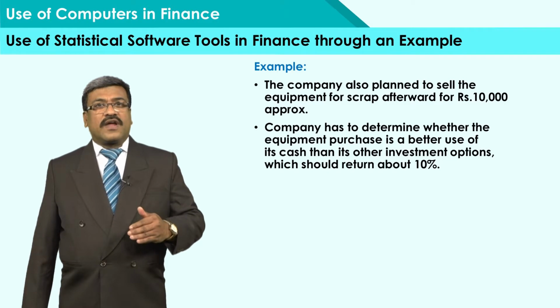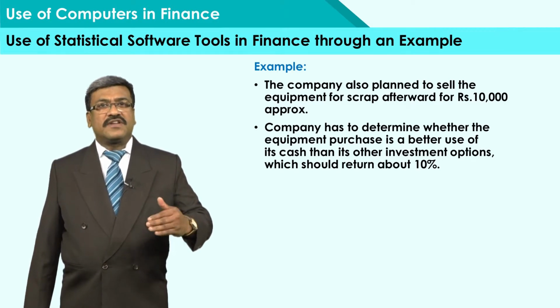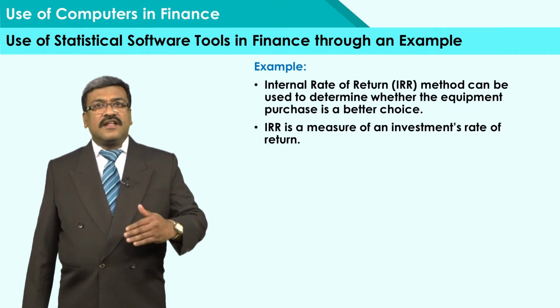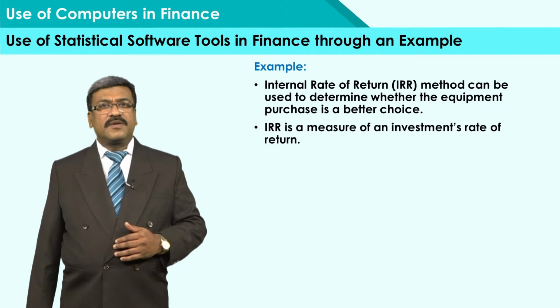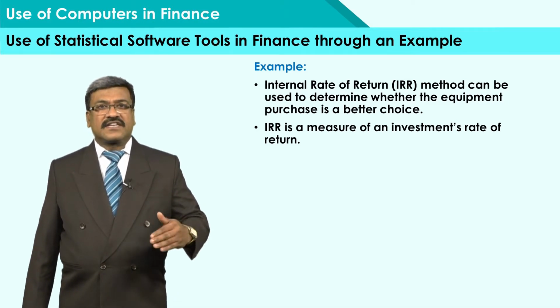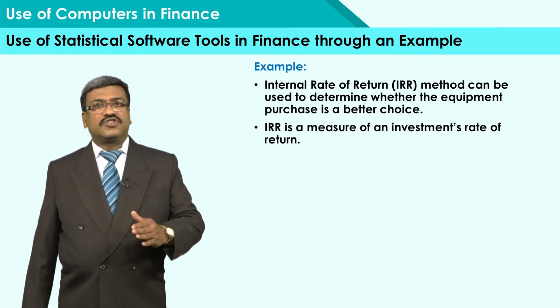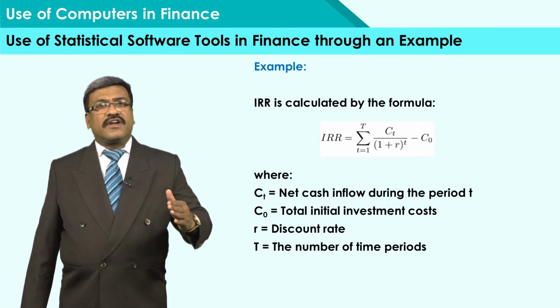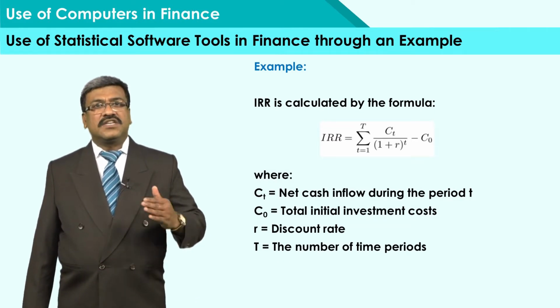Now, how can the company say that the equipment purchase is a better choice? Using the internal rate of return, that is the IRR method, the company can determine whether the equipment purchase is a better use of its cash than its other investment options, which should return about 10%. IRR, that is internal rate of return, is a measure of an investment's rate of return.